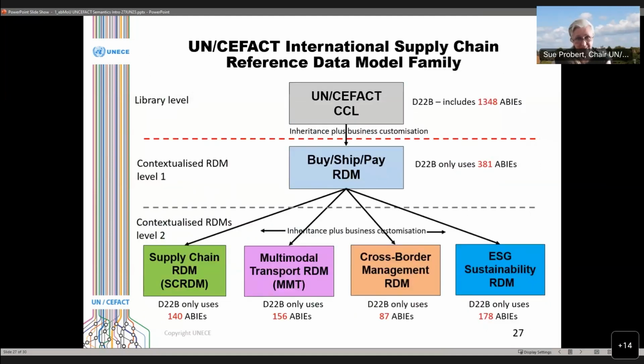Thank you. We contextualize the ABIEs. I don't need to go into that in detail. This is the reuse. This is for your information. And at the bottom, you can see that we have 4 views on the international supply chain, one from the trade perspective, one from the transport perspective, one from the cross-border management perspective, and most importantly, the extensions either side to cover ESG sustainability in the most modern work that we're doing. Next slide, please.